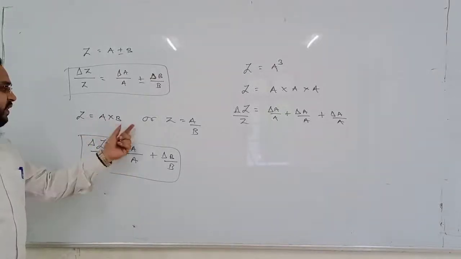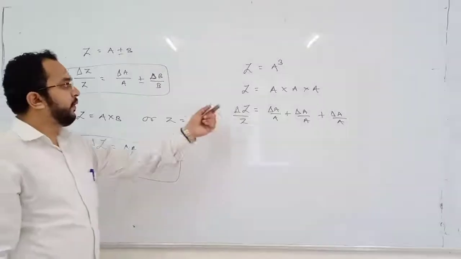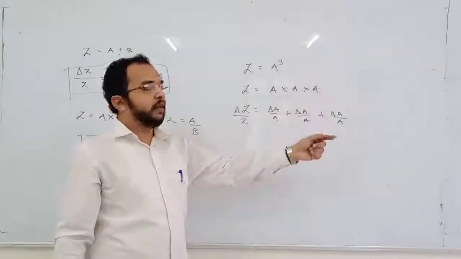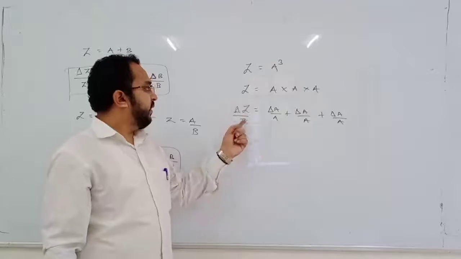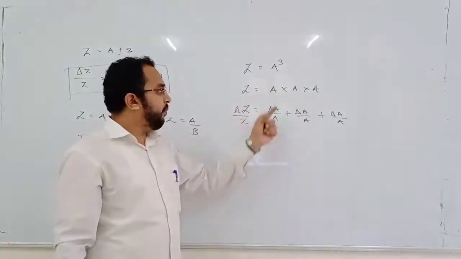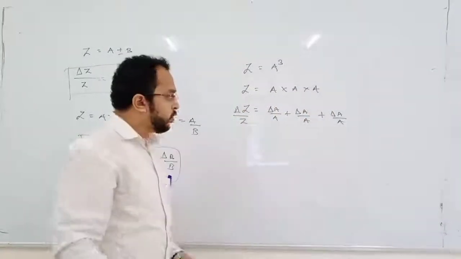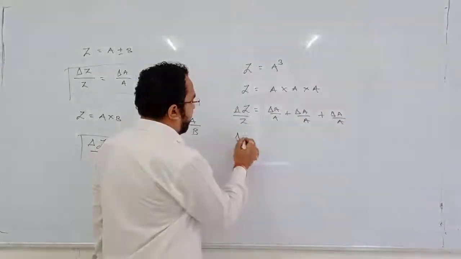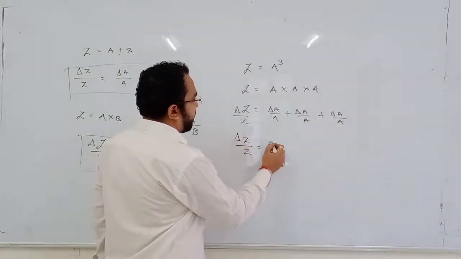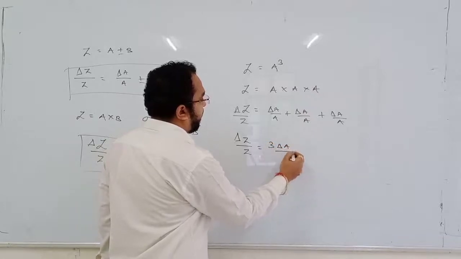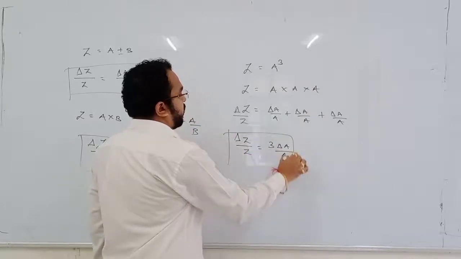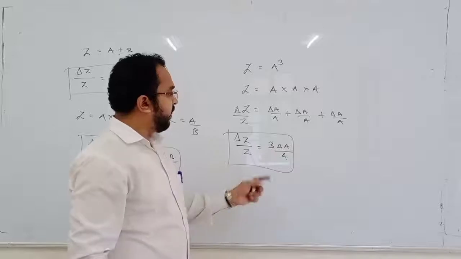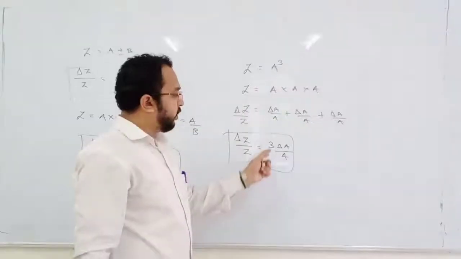equal to error in a plus error in b. So if z is equal to a into a into a, that is a cube, that means delta z upon z is error in a plus error in a plus error in a. So apple plus apple plus apple, it will be 3 apples. So we can write delta z by z is equal to 3 delta a upon a. Okay. So what you can observe here, this 3 power I have taken in the numerator.